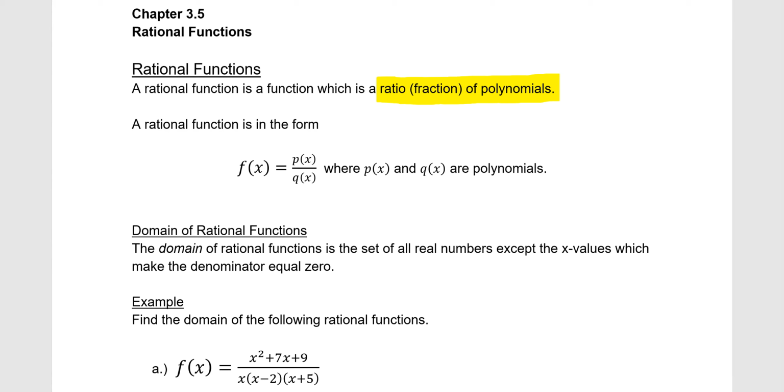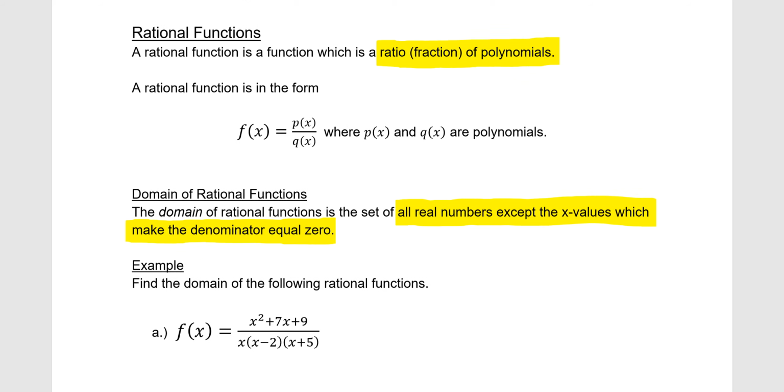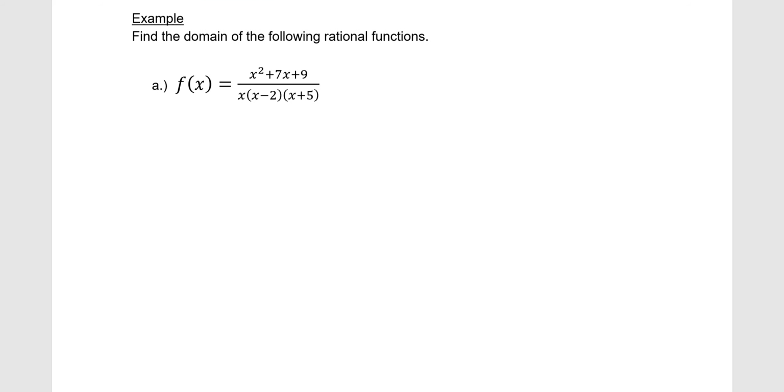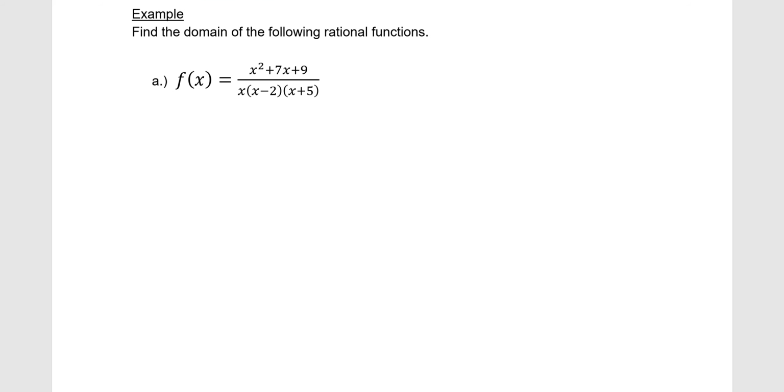So the domain of a rational function is going to be the set of real numbers, except the x values that make the denominator equal 0. And that's because we cannot divide by 0. So let's do an example with these domains. So let's find the domain of the following rational functions.